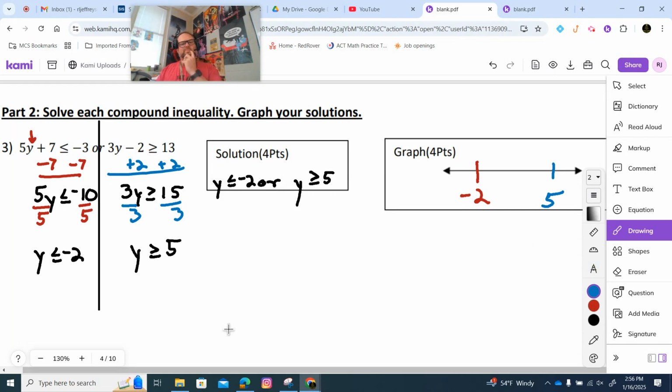All right. So y is less than or equal to -2, so this is a closed circle. Wow, wrong color. Close it.